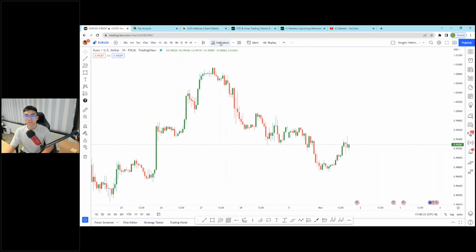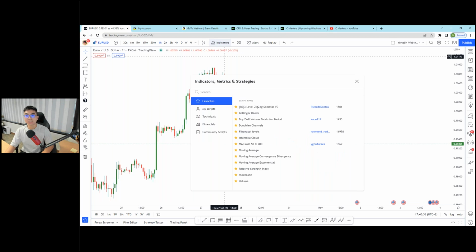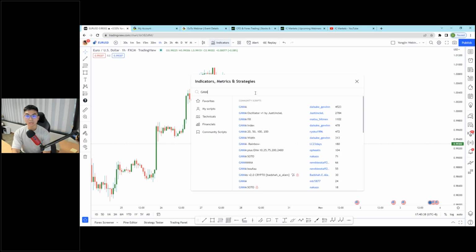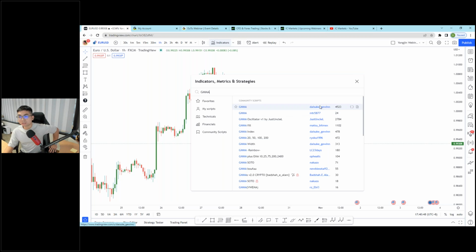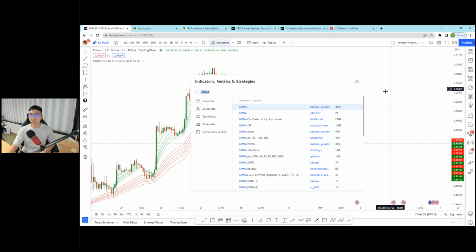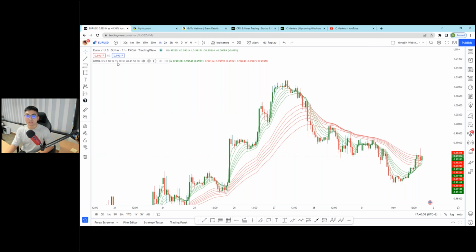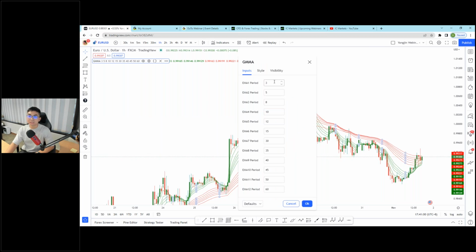We can go to indicators. Under indicators, you can type GMMA. So you can see it's a community script. It's run by Daisuke Giwin, so I'm giving credit to this guy. It should have 4,523 users. So you can click on that, and then you can see the indicators are already set. All the values are already set. The values I presented in the PowerPoint just now have been set. So you do not need to edit any of those.